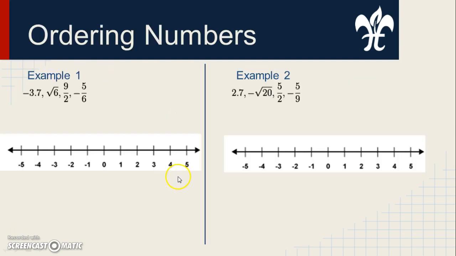So now that we've practiced these ways of simplifying these integers, let's go ahead and order them on a number line. So we have negative 3.7. Well, here's negative 3. Negative 3.7 is right about here. Square root of 6. Well, this is really the square root of 1. This is the square root of 4. This is the square root of 9.